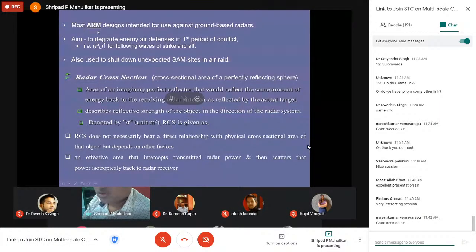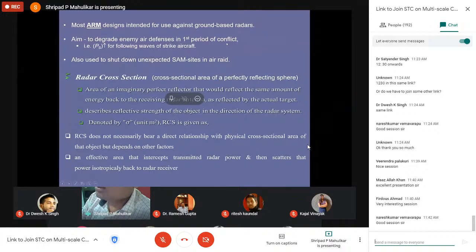So most anti-radiation missile designs are intended for use against ground-based radars. And the aim of these anti-radiation missiles is to degrade the enemy air defenses in the first period of conflict, so that the survivability is enhanced for the following waves of strike aircraft, by destroying the transmitter of the radar.